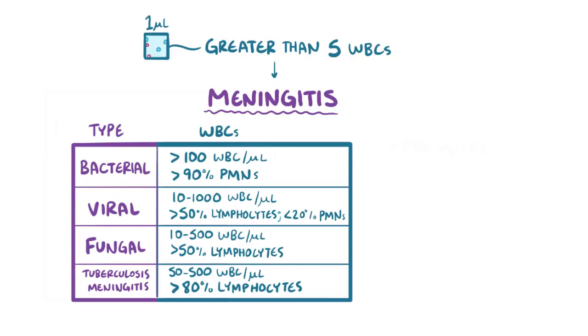The additional immune cells attract more fluid to the area and start causing local destruction as they try to control the infection. As a result, the cerebrospinal fluid pressure typically rises above 200 millimeters of water.